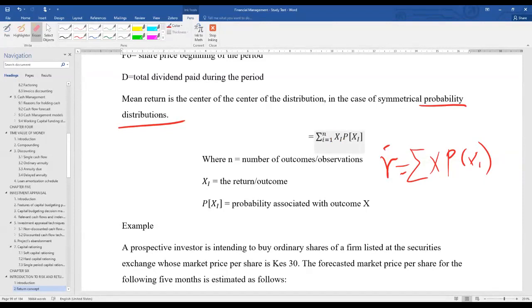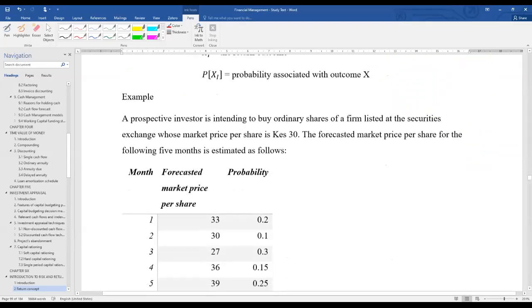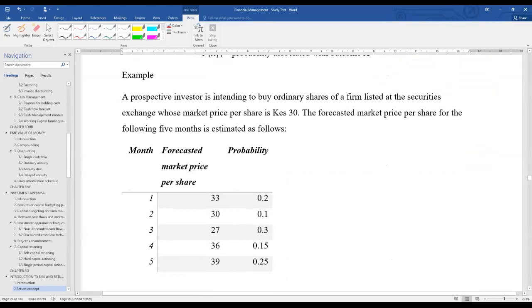Clear? Okay, a simple example. So go through this, then we can do it together. Actually, first do it. Let me see how far you can go. We're going to get the return for this particular security. So take 2 minutes.